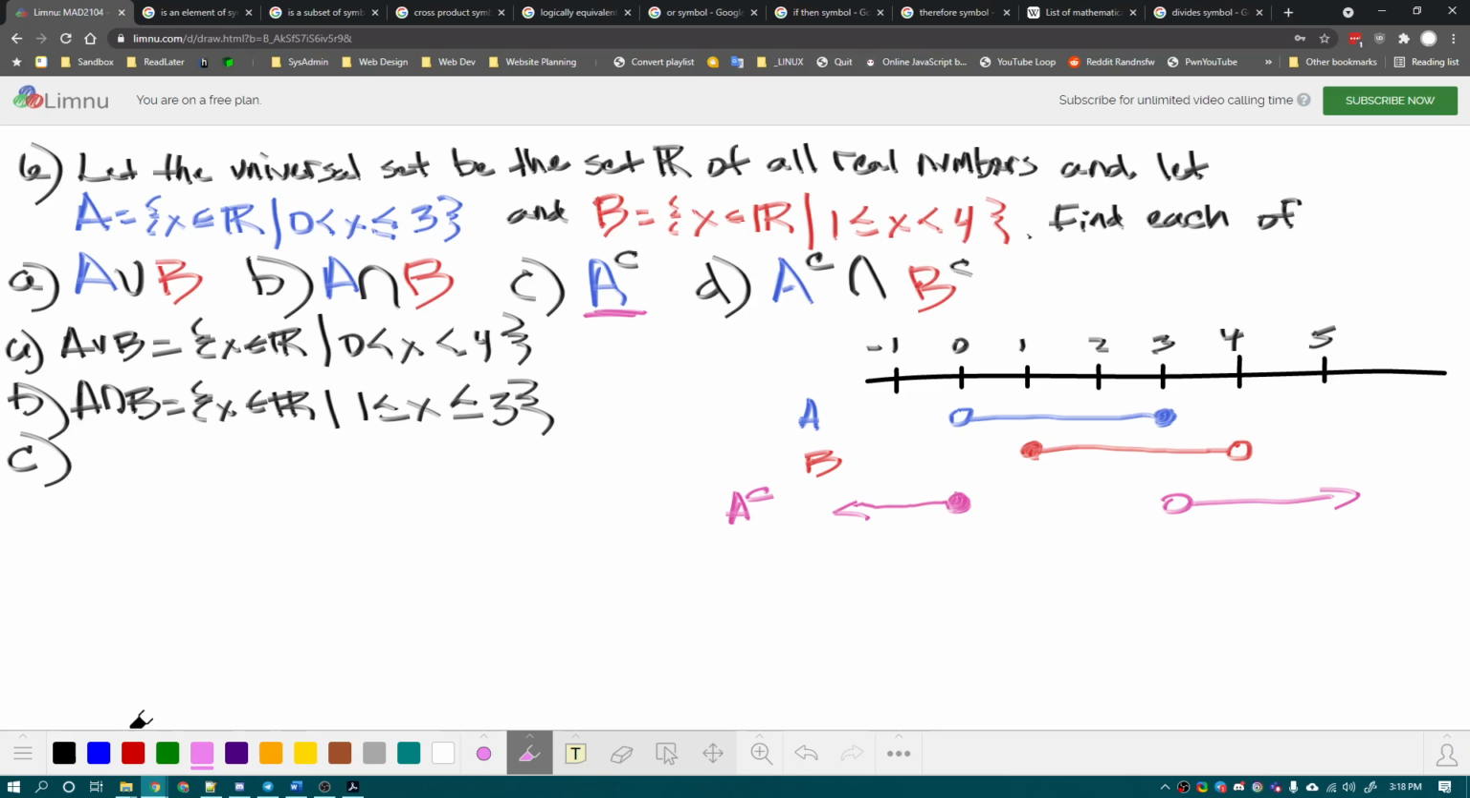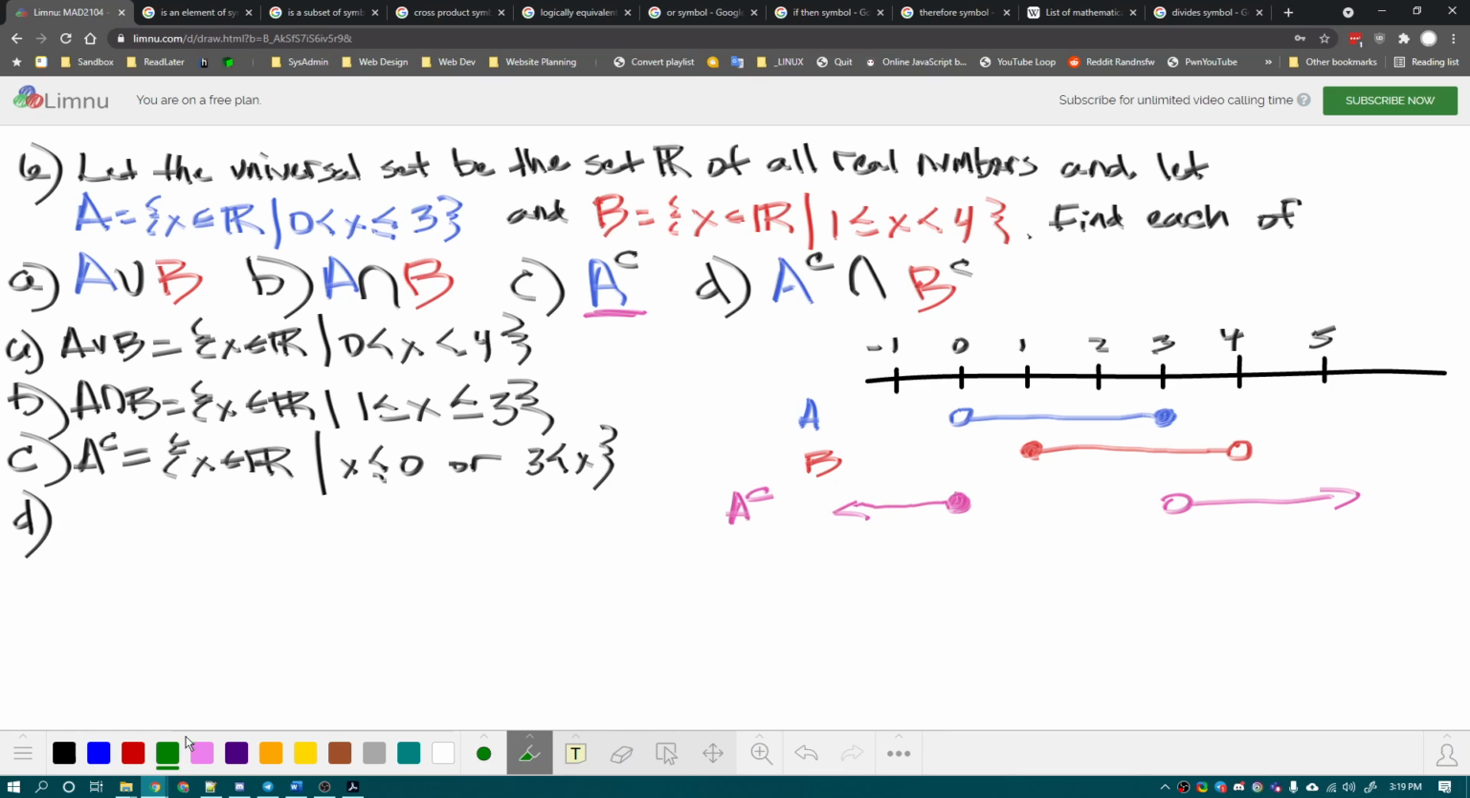Okay, that's A complement. So A complement is equal to the set containing every x that's a real number, such that x is less than or equal to 0, or x is greater than 3. Okay, that's it for C.